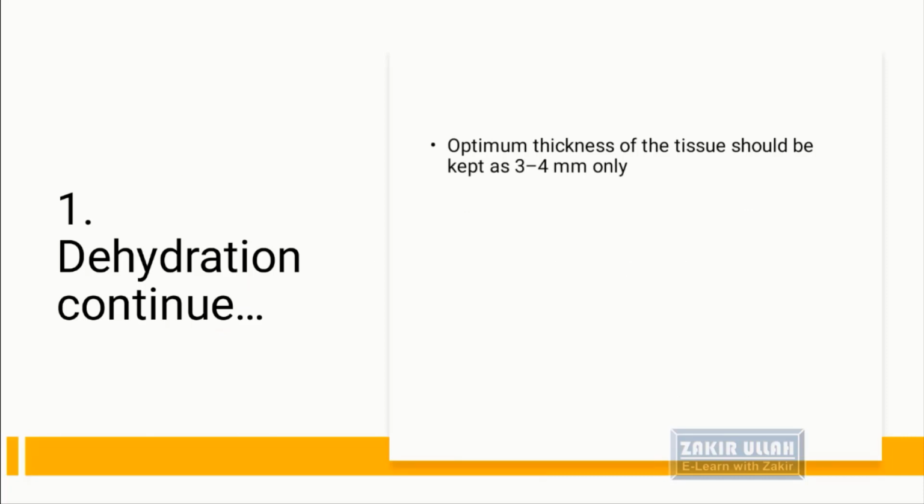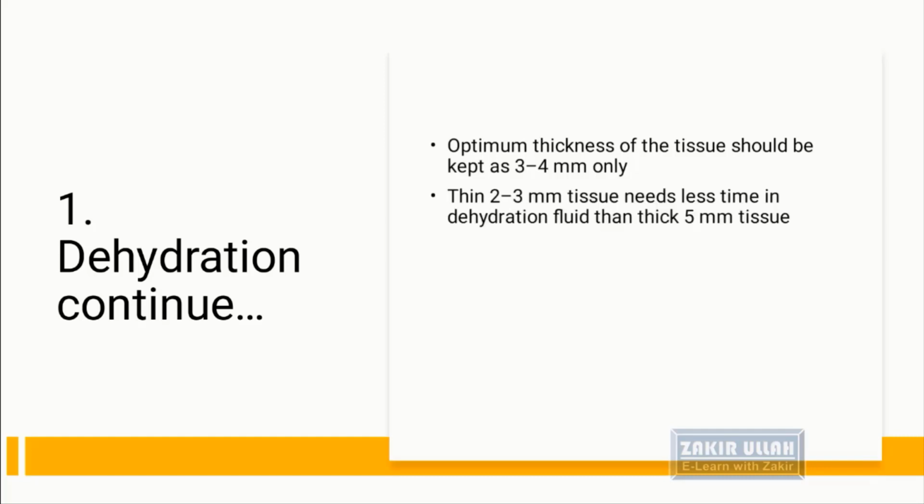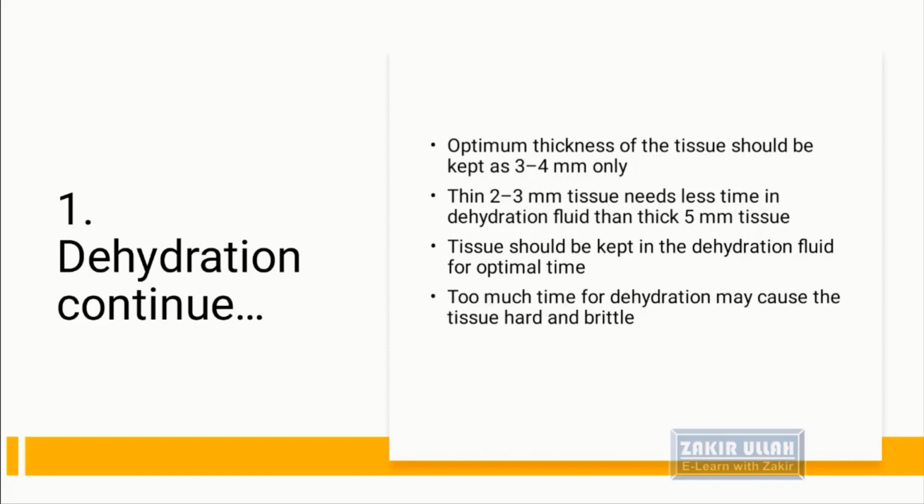The optimum thickness for a tissue should be around 3 to 4 millimeter, or at maximum not more than 5 millimeter. Thin slices of 2 to 3 millimeter need less time in dehydration fluid than 5 millimeter tissues. So the size of the tissue should be less than 5 millimeter to make the process fast, and tissues should be kept in the dehydration fluid for the optimal time. For example, small tissues take a short time, and large tissues take the maximum time.